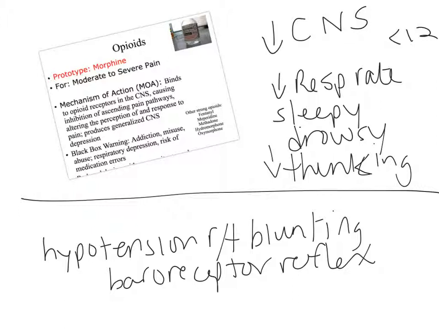Okay, so what if they have hypotension related to this blunting of the baroreceptor reflex? So with the baroreceptor reflex, what would normally happen is when you have vasodilation, your heart rate would increase, and then blood pressure would be okay. In this case, there's some vasodilation, but heart rate doesn't increase. All right, so I have a big dilated vascular system. How can you bring my blood pressure back up?